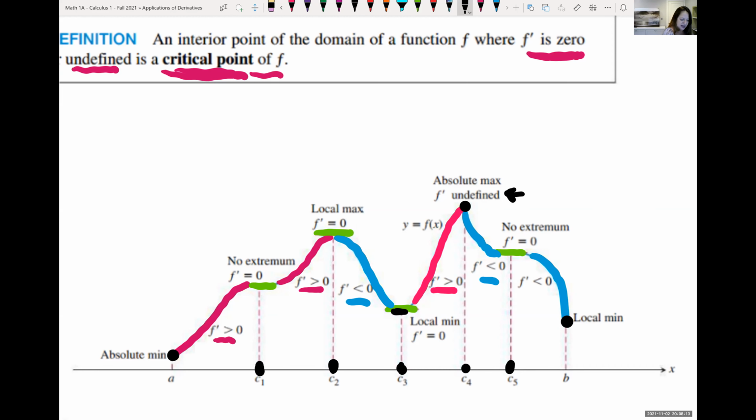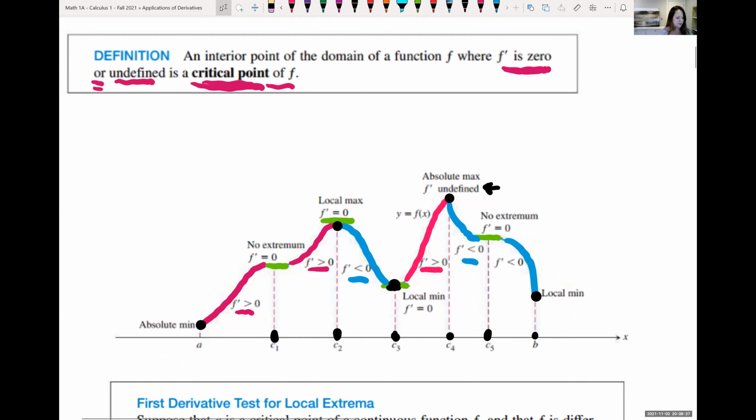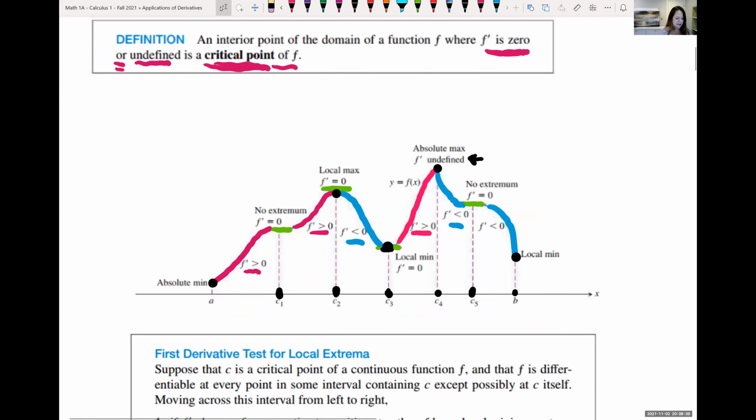And then we have an absolute maximum at C sub 2, an absolute minimum at C sub 3. I'm sorry, local minimum. I'm not sure if I just said the absolute. I meant local. And then local at B. Okay, so here is our first derivative test.